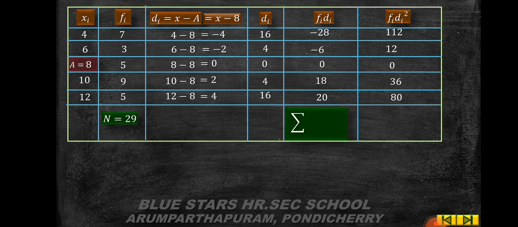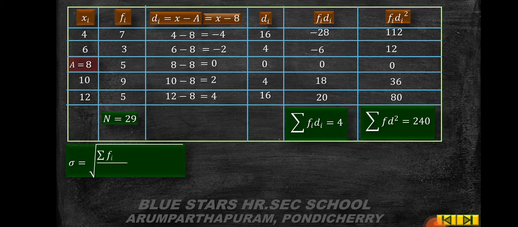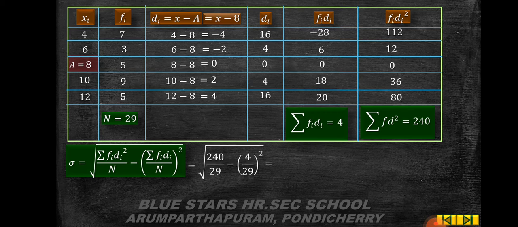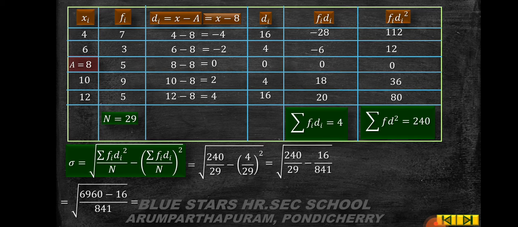So capital N is equal to 29. Summation Fi di is equal to 4. Summation Fi di square is 240. Sigma is equal to root of summation Fi di square by capital N minus summation Fi di by N the whole square, which is equal to root of 240 by 29 minus 4 by 29 the whole square, which is equal to root of 240 by 29 minus 16 by 841.